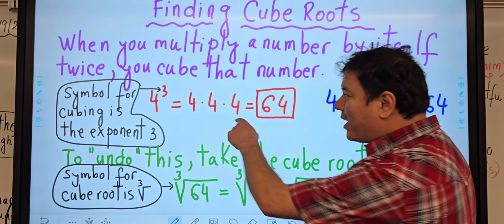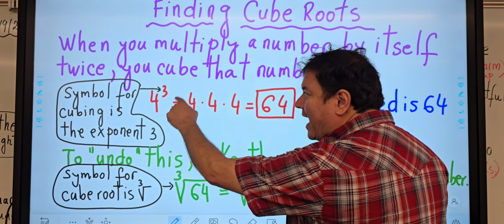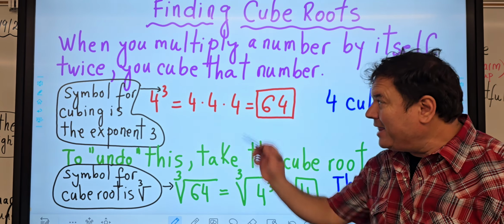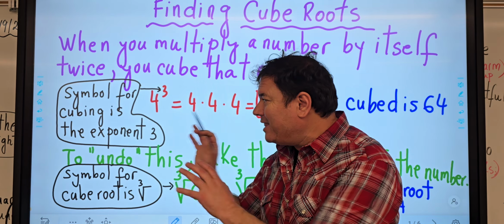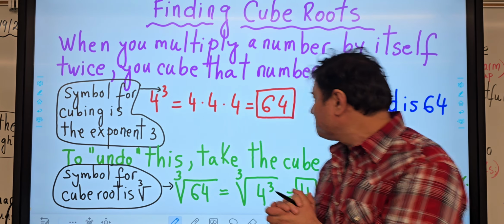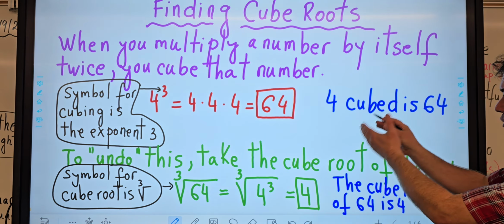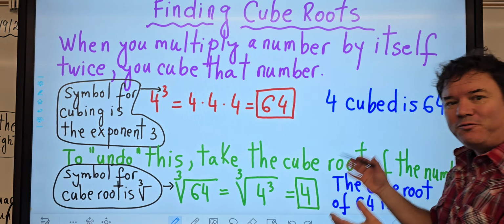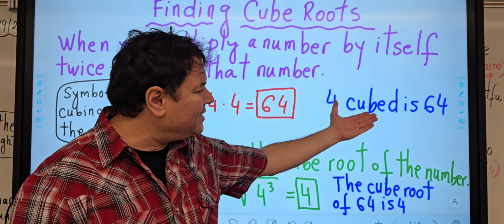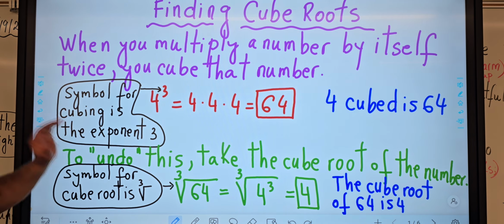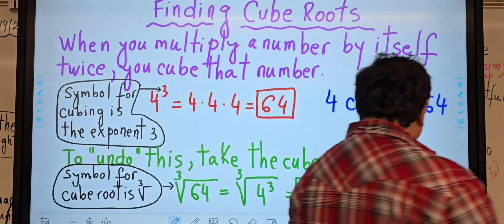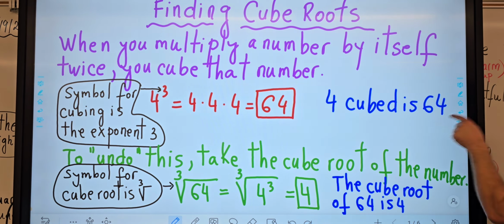Or we can rewrite 4 times 4 times 4 as 4 to the third power. And that little 3 there at the top is called the symbol for cubing, and that's the exponent of 3. And of course, 4 cubed, or 4 times 4 times 4, is 64. Now, to undo this, we are going to take the cube root of that number. So now we are going to take the cube root of 64.